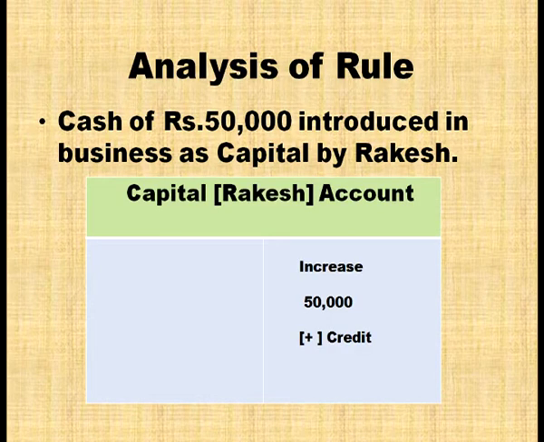Cash of rupees 50,000 introduced in business as capital by Rakesh. This is another transaction. Cash being an asset is increased. Rule for asset account, asset when increased, it is debited. Capital is coming inside the business. Rule for capital account, when it is increased, it is credited. So, capital account is credited. Rakesh's capital account is credited.